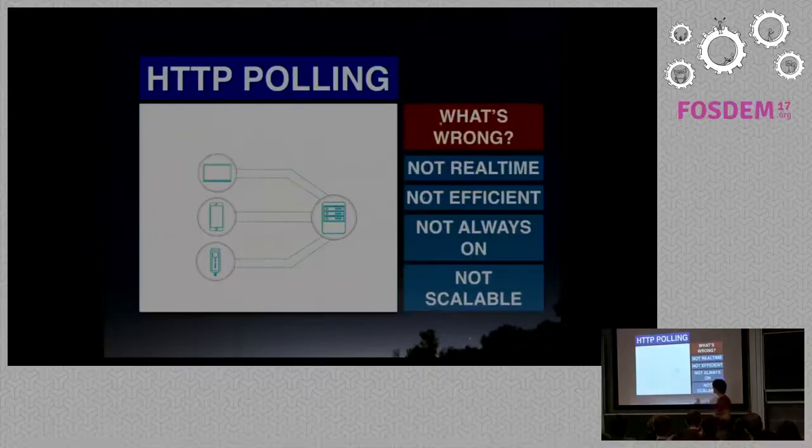So people would think, okay, well, I will do some HTTP polling to add some real-time feature in my app. Yeah, I will poll my server every 1 second. It's going to be alright. But it's not going to be real-time. It's not going to be efficient. It's not going to be always on, not scalable, and so on.